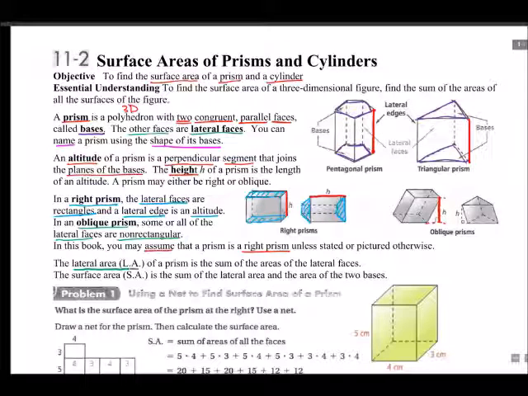Lateral area is the sum of the areas of your lateral faces, just like it sounds. So that's all of the rectangles around the middle. You find those areas and you add them all together. Surface area is the sum of your lateral area, so around the middle, and the area of the two bases, which makes perfect sense. If you want to find the area of the surfaces, you're just going to add all of them up.